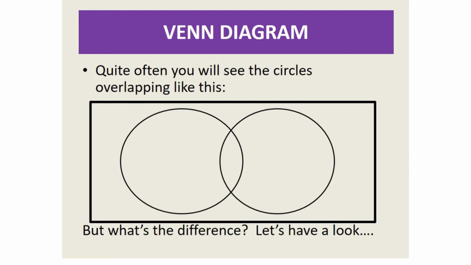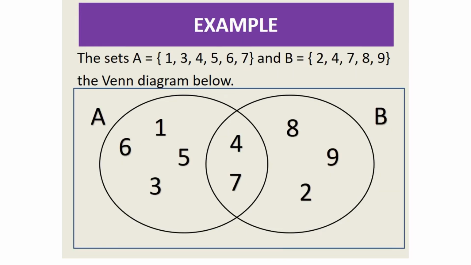So what does it mean? Well, how can we use this? So we have the set A, we have the set B, and we have the Venn diagram below. You can see set A is 1, 3, 4, 5, 6, and 7. So all of those numbers are in this circle here representing A. We've got B is 2, 4, 7, 8, and 9, which is in this circle here.